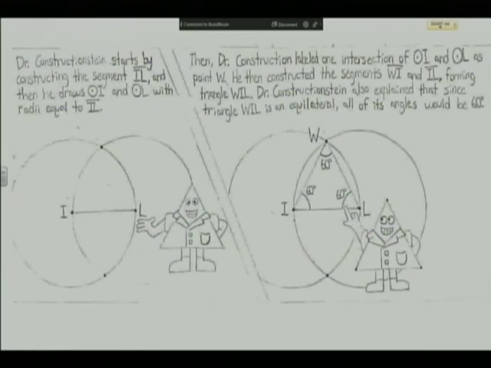He starts by constructing IL, then draws circle I and circle L with equal radii. Then Dr. Construction Stein labels the intersection as point W. He constructs the segments WI and WL, forming a triangle. Dr. Construction Stein also explained that since triangle Will is equilateral, all of its angles would be 60 degrees.